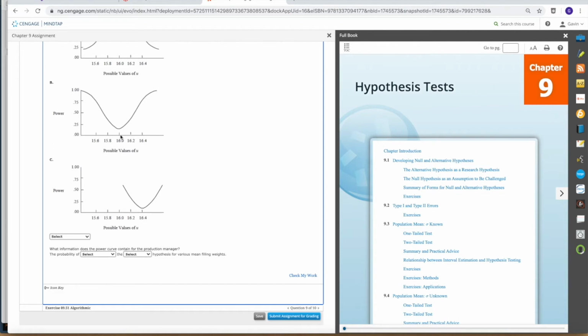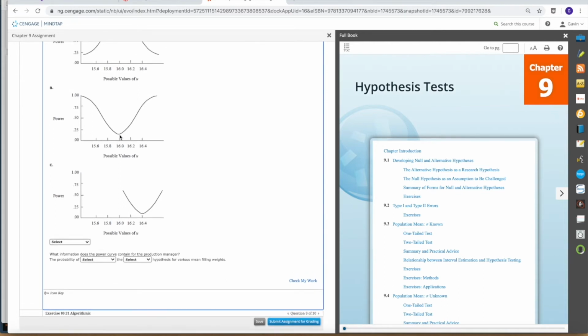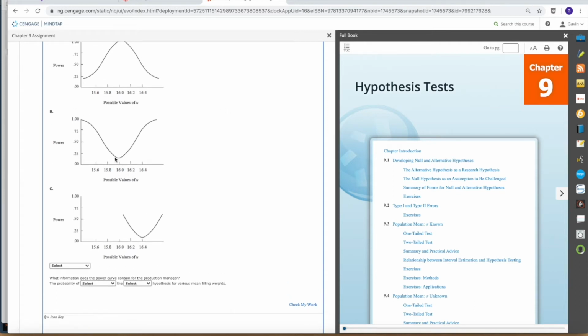notice that if the truth was really close to 16, we would have a very low probability of rejecting the null hypothesis because the truth is really close to the null hypothesis. On the other hand, as the truth, so possible values of mu, gets farther away in either direction, then the probability of us rejecting the null hypothesis increases. So the power increases. So very low power when we're close, high power when we're far away. That's what this graph represents.